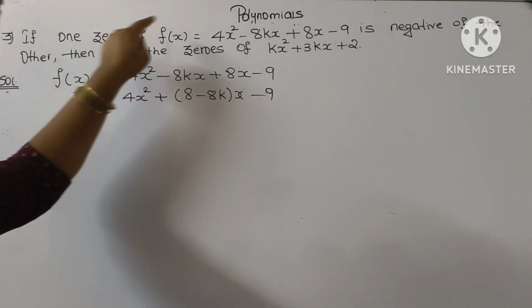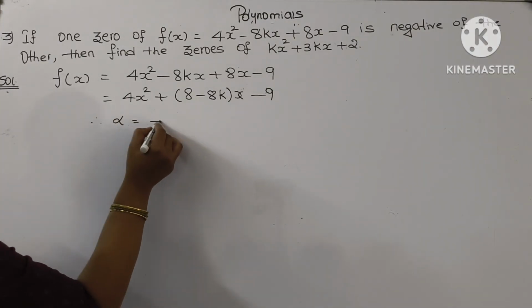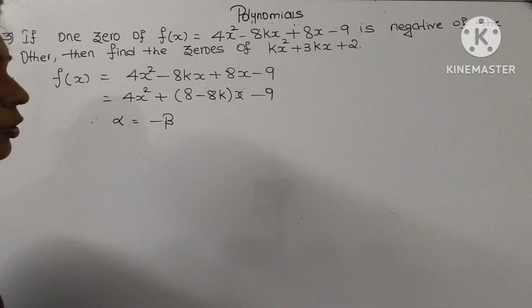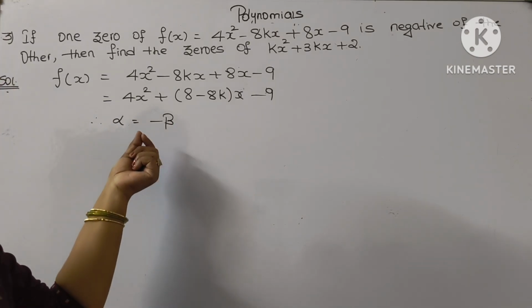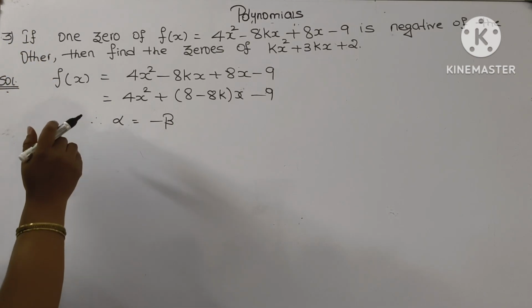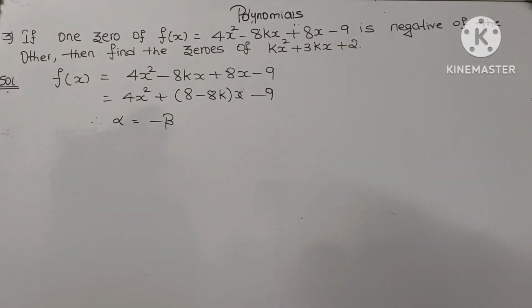What is the condition? One zero is the negative of the other. Therefore, alpha is equal to minus beta. So wherever you come across alpha, you have to replace it with minus beta. That is the meaning of it. Now, what is he saying? We have to first find the k value.